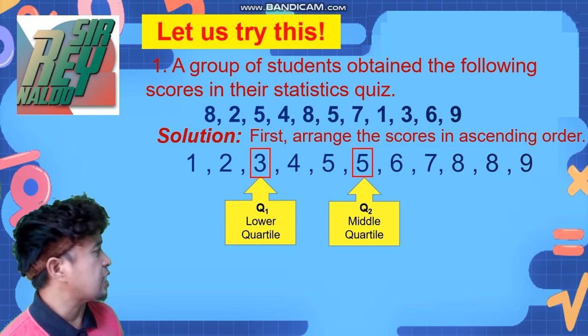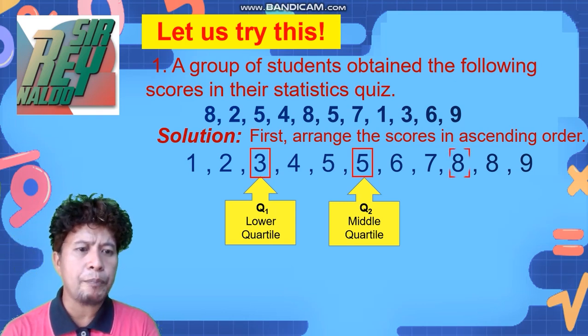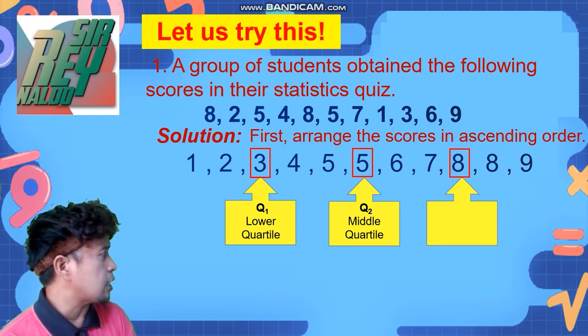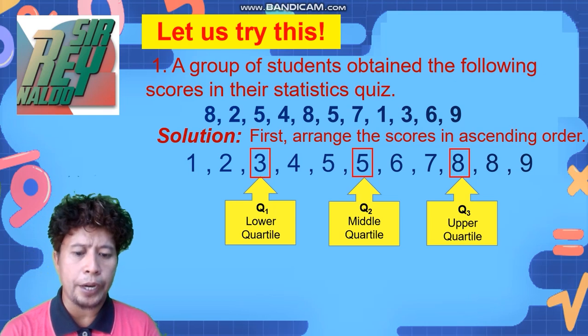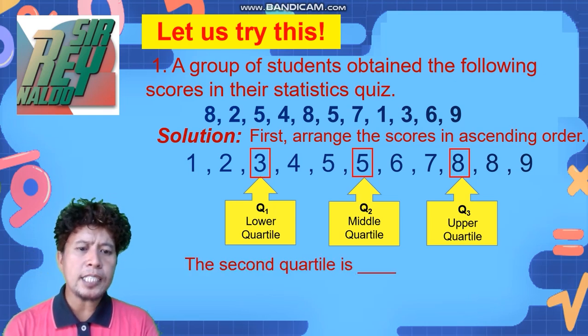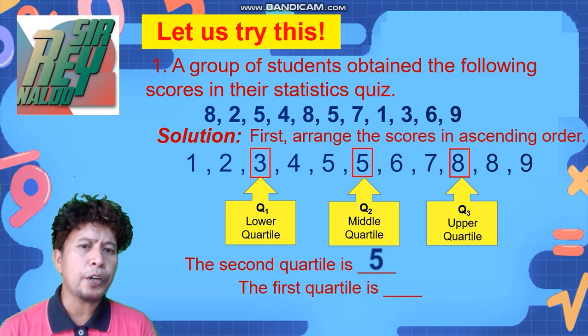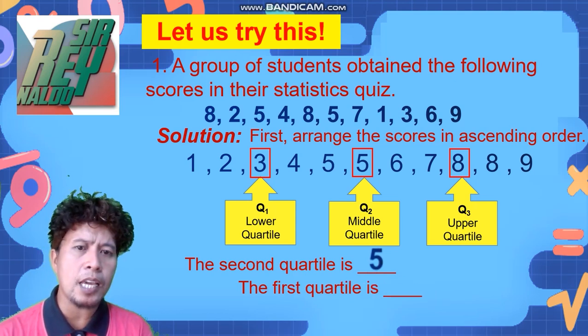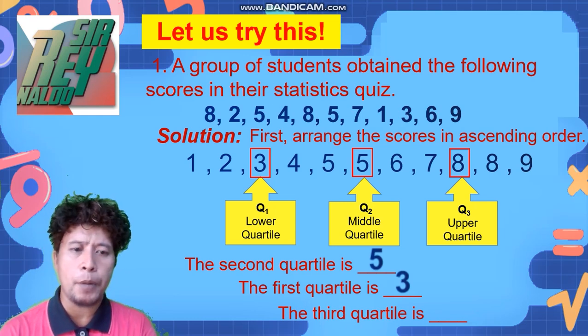How about 6, 7, 8, 8, 9? If we're going to divide and get the middle one, we have number 8. That is our quartile 3 or the third or upper quartile. The second quartile is number 5. Okay, that's given obviously. The first quartile is number 3. And finally, our third quartile is equal to number 8.